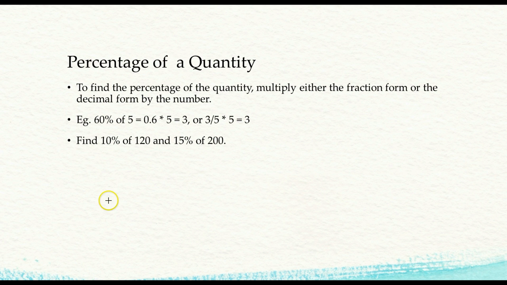To find 10% of 120, let's do it by the fraction form. 10% is 1 over 10, and we multiply by 120. So this essentially becomes 120 divided by 10, which is equal to 12. So 10% of 120 is 12. Now we do 15% of 200. We multiply 200 by a decimal. Let's do the decimal way, times 0.15.